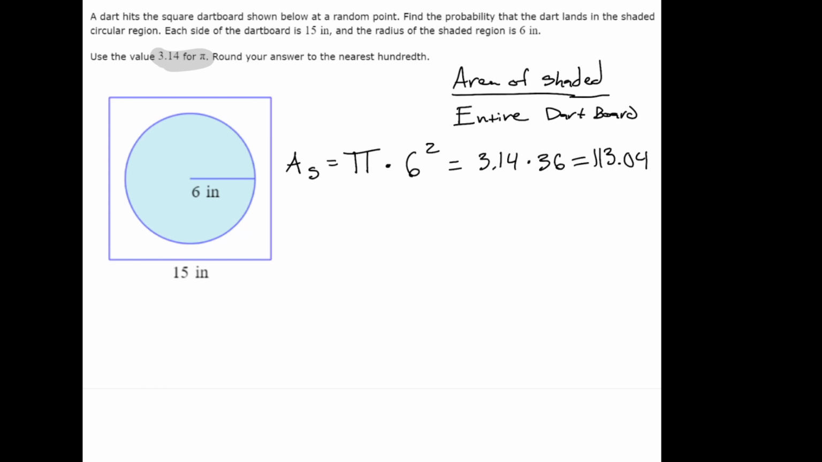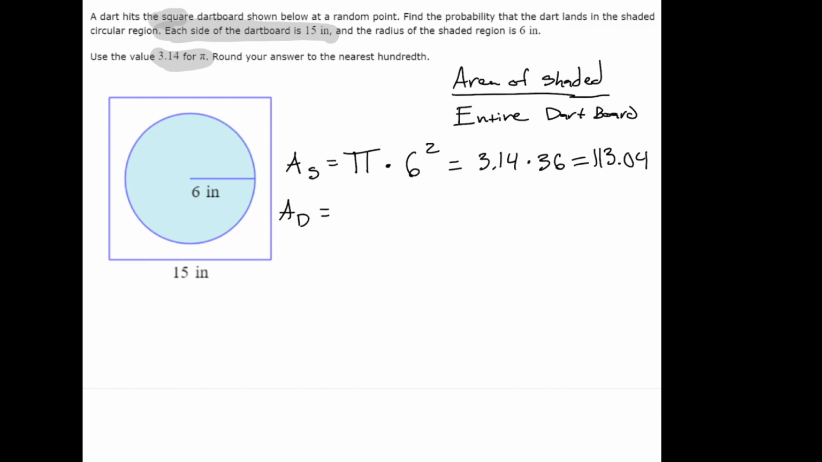And I believe that's exact. I don't think I rounded that. So moving on to the next part. We're going to find the area of the entire dartboard. So I used A of D last time. I'll use that again. Area of the entire dartboard. Well, in this case, the entire dartboard is a square. And I know it's a square because it says all sides are the same. Each side of the dartboard is 15 inches.